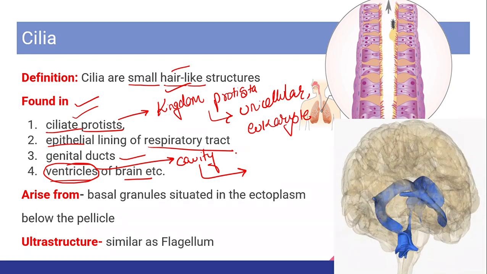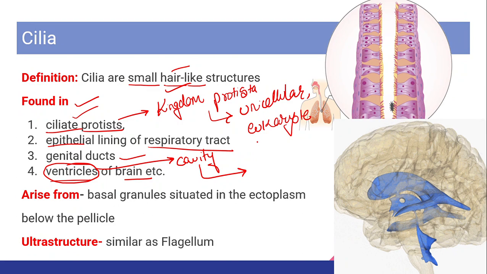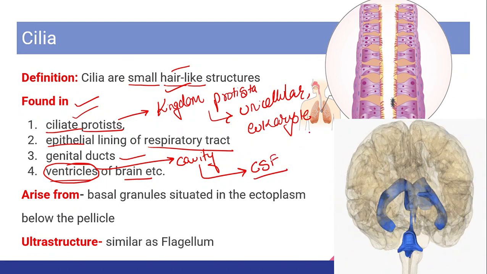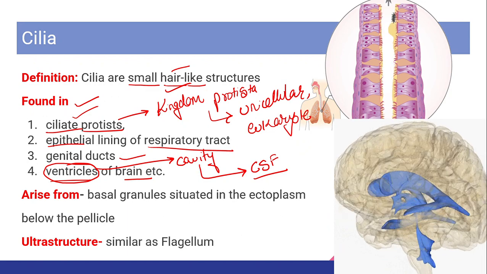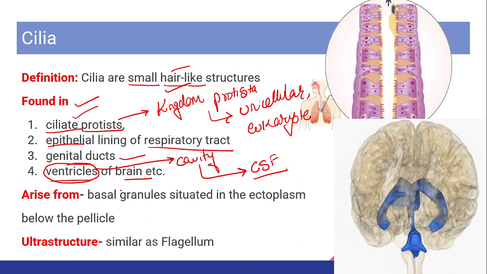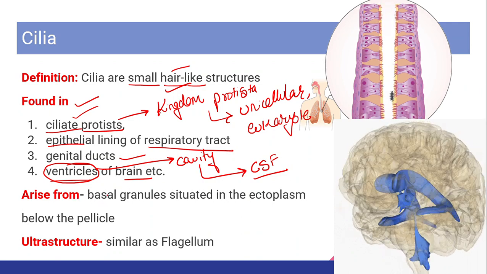Jokes apart, class. A ventricle is a cavity which is filled with CSF, cerebrospinal fluid. Because of this fluid, your brain doesn't feel heavy to us. Okay. Now, where do the cilia arise from?